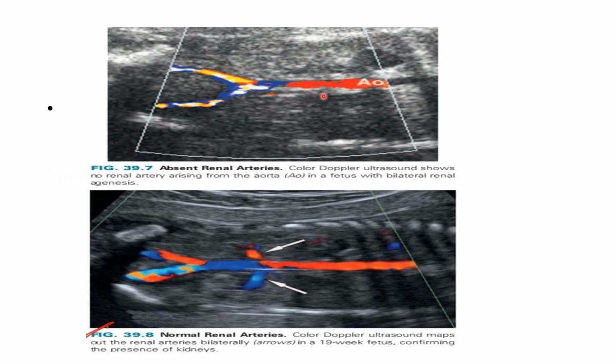This is the color Doppler approach showing, in the below image, the abdominal aorta which is bifurcating into both iliac arteries, and these are the renal arteries which are arising from it. In the above image, where there is bilateral renal agenesis, there is absence of bilateral renal arteries.